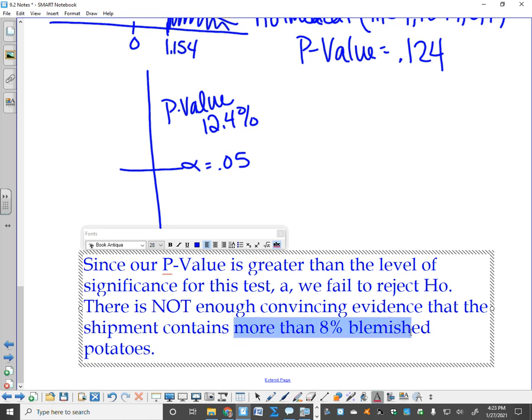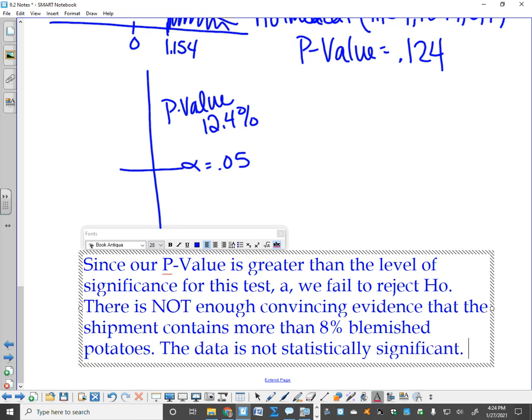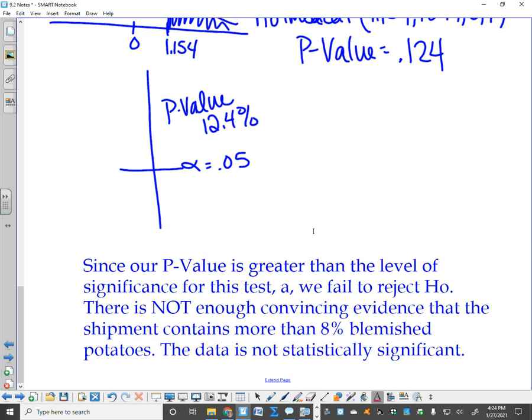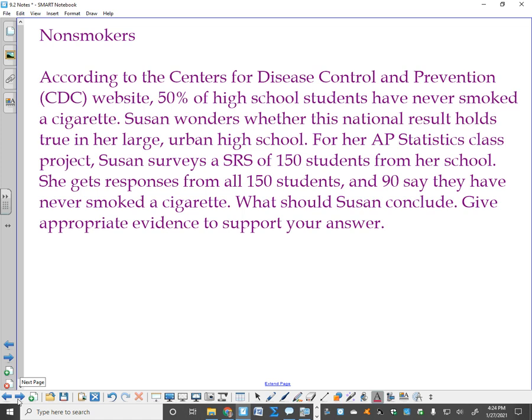And this is what my H sub A is saying. So there's not enough evidence to go with H sub A. Now, because I didn't have enough evidence, the data is not statistically significant. There's your 3 sentences. Okay. Last full FRQ.